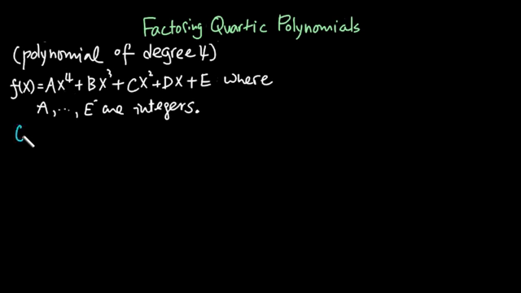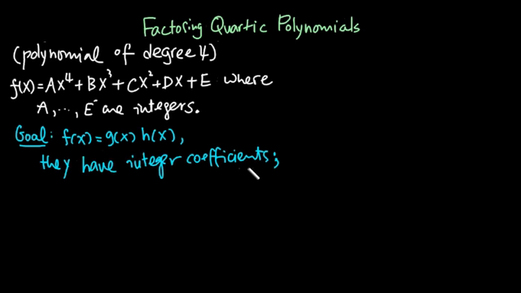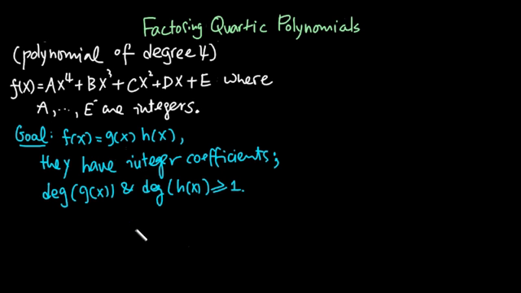So actually, our goal here is rewriting this polynomial into a product of two polynomials like this, where they have coefficients all integers, and the degree of each polynomial here is of course more than or equal to 1. Like this. So that's our goal.